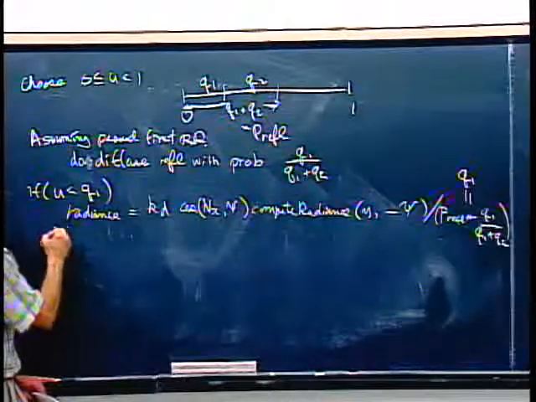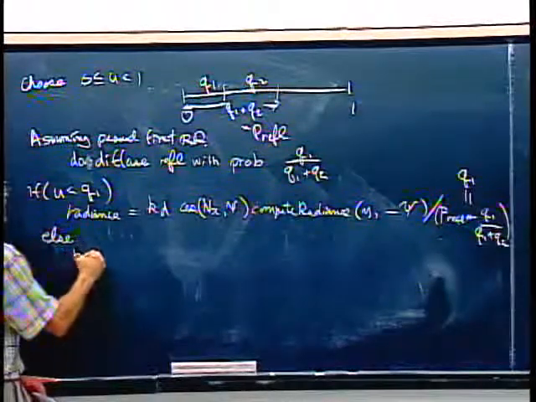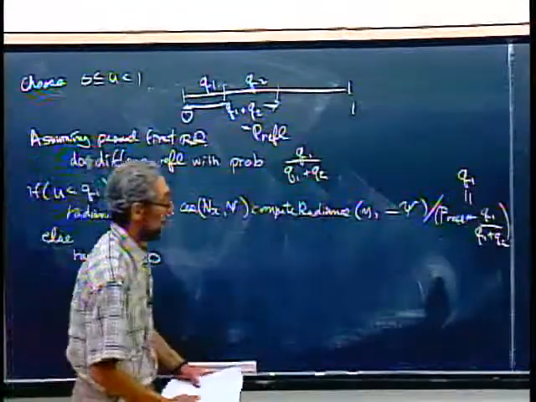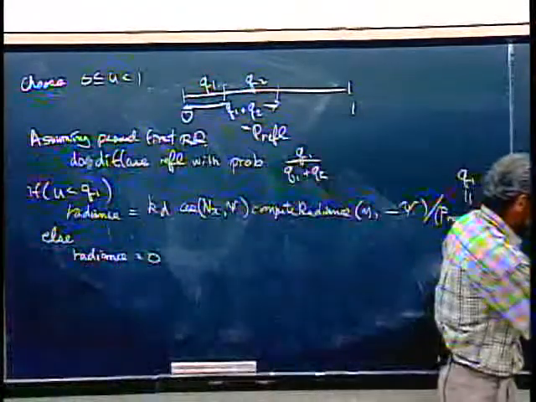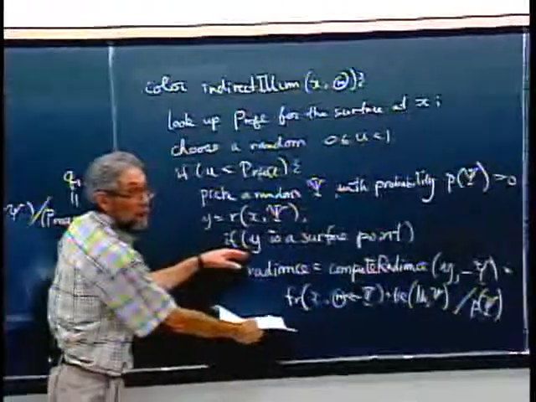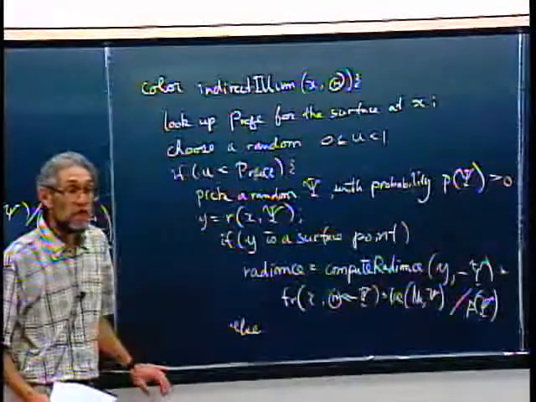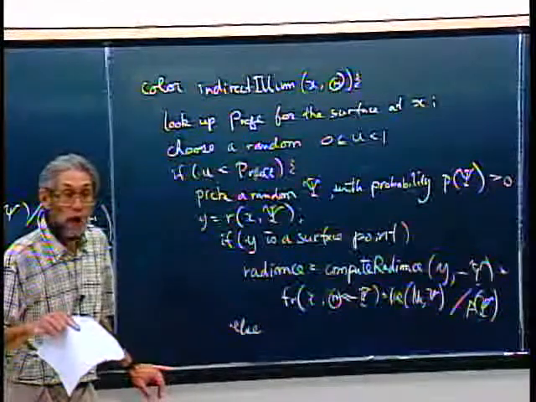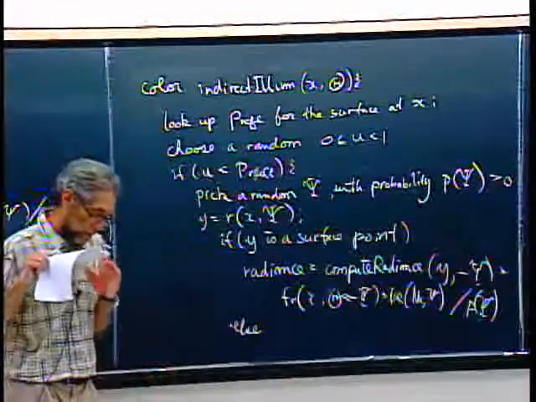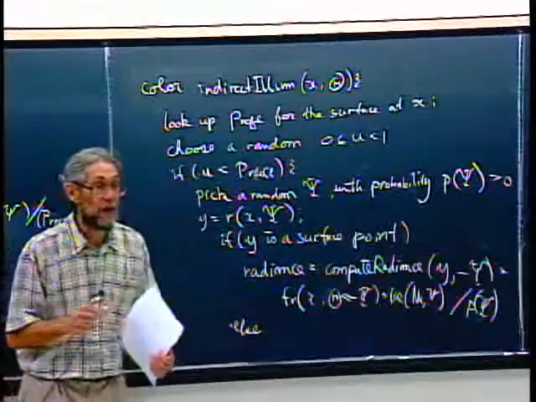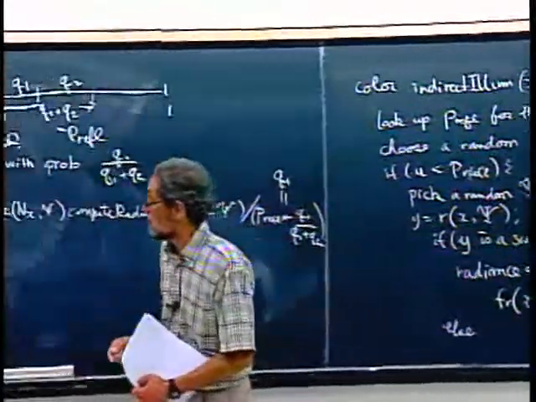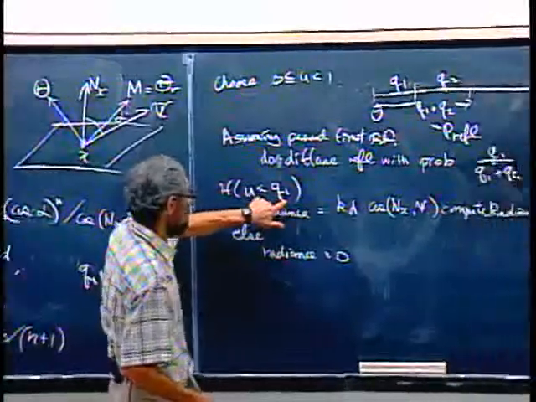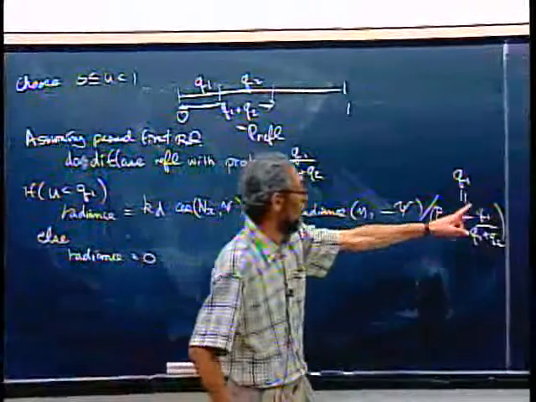Now what I could do is to say else radiance equals 0. So that's inside this loop here. And that would give me a sort of Russian roulette type estimate of the diffuse reflected radiance, because I chose to use it a fraction of the time, but I divided the answer I was supposed to have by that fraction.